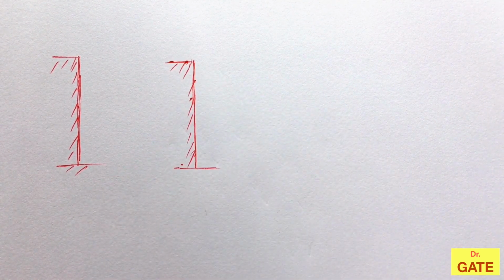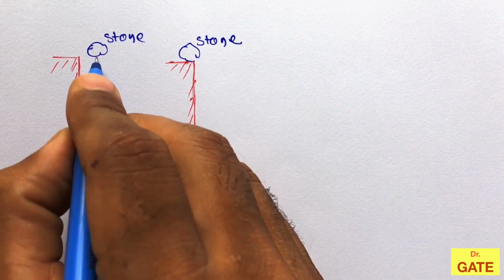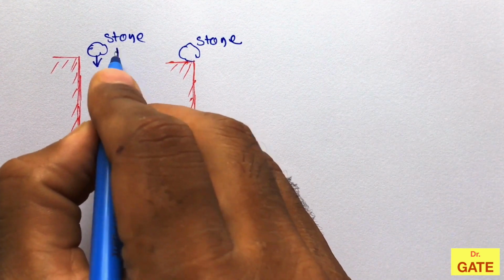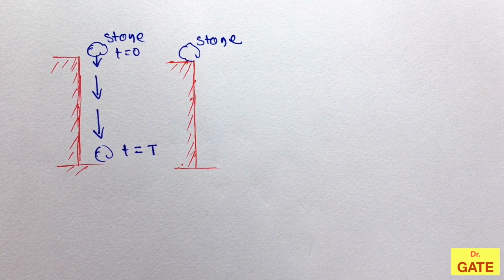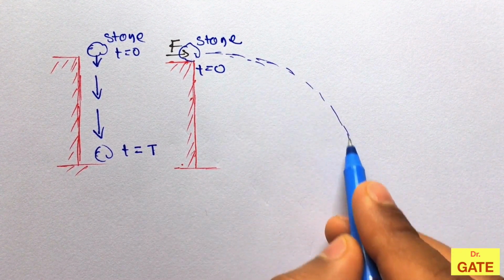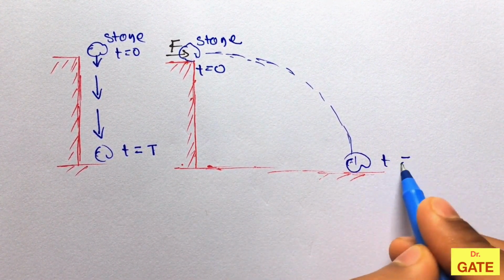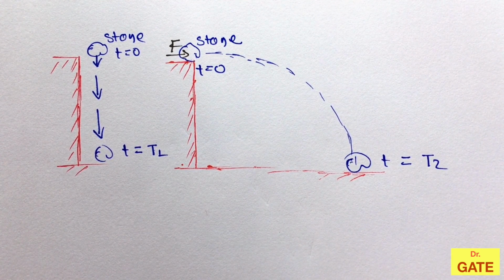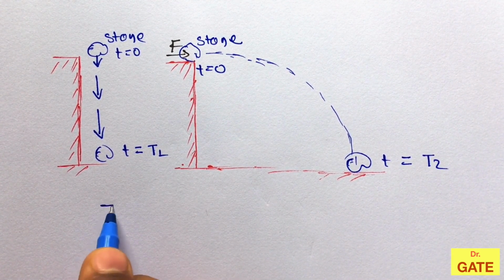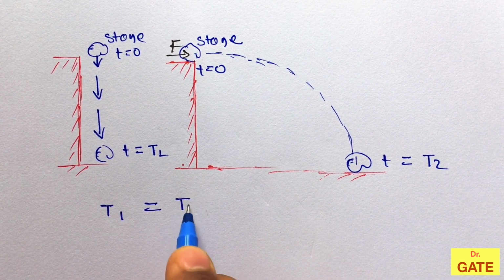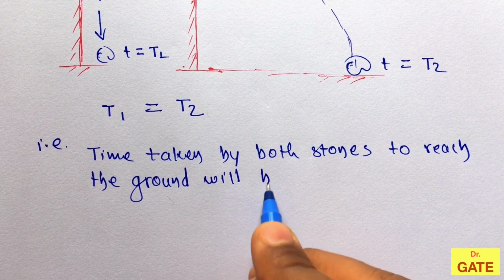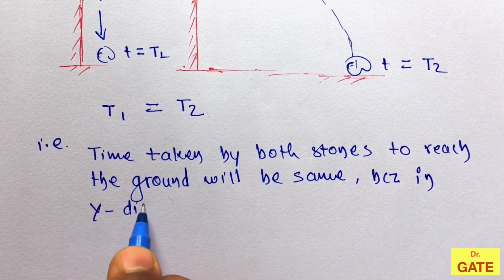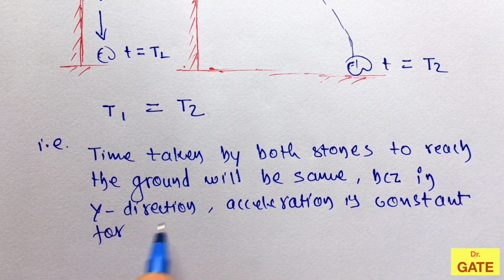Let me tell you one more thing. Suppose we have a stone at a certain height and we drop this stone at time equal to 0, and this stone reaches the ground at time t1. And we have another situation where at time equal to 0 we are throwing a stone from the same height like this, and it takes time t2 to reach the ground. It is interesting to know that t1 will be equal to t2, that is, the time taken by both these stones to reach the ground will be the same, because in the y direction acceleration is constant for both.